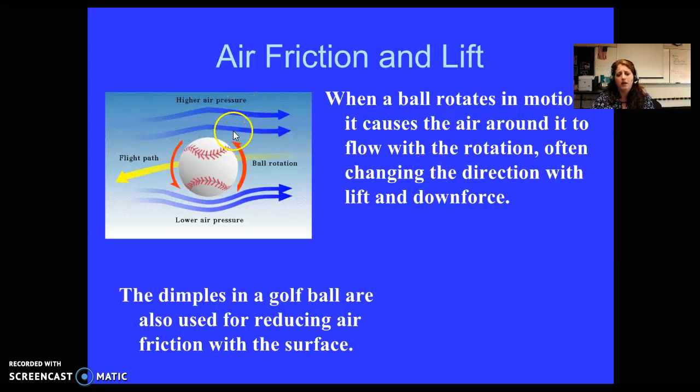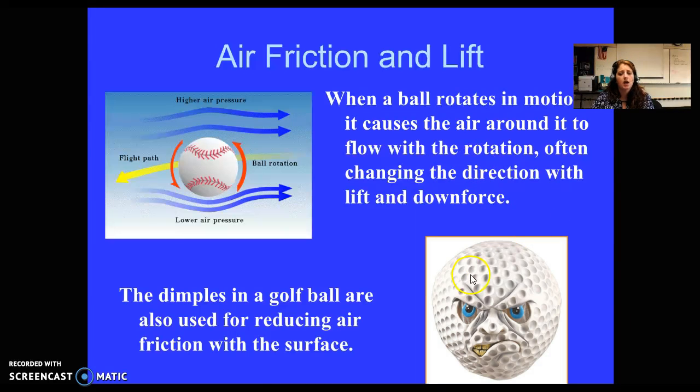Think about when a ball is in motion. So the ball comes this way, but the air is flowing this way, opposite of the direction of the ball. When it rotates in motion, so it's going this way, it causes the air around it to flow with the rotation. So the ball should have been just going this way, but because it needs air, it changes and flows a little bit more this way in the flight path. And that's because of that lift and downforce action. Golf balls have these really fun little dimples in them, and that's for reducing the friction with the surfaces. So that's a really interesting idea.